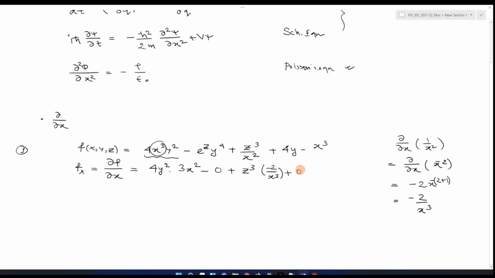Again, this one will be 0. Again, this one will be 3x. And this is how you actually find partial derivative. Anybody have any problem finding partial derivative? Can you do for f of y and fz? Anyone having any confusion?